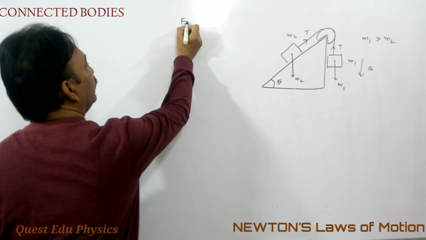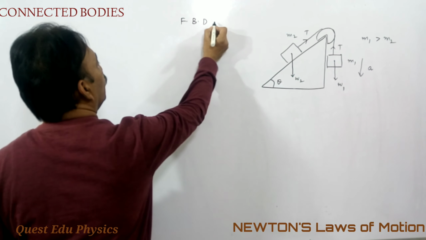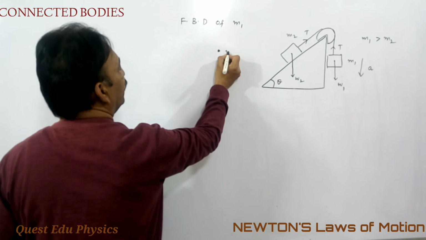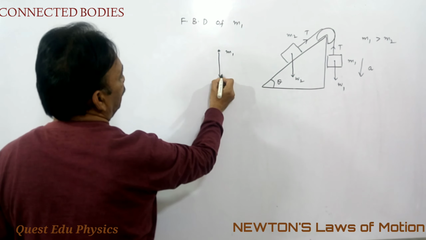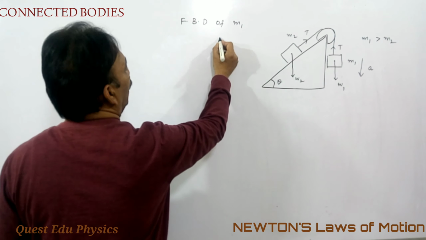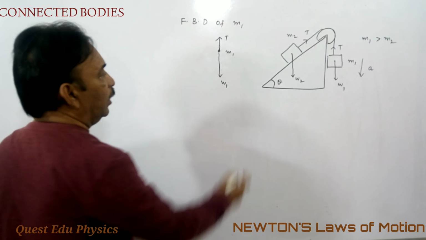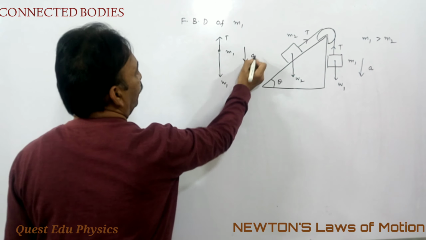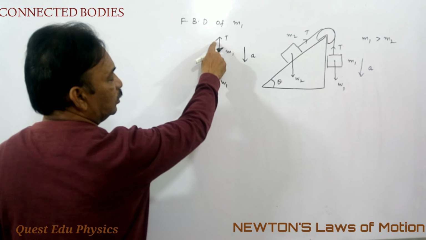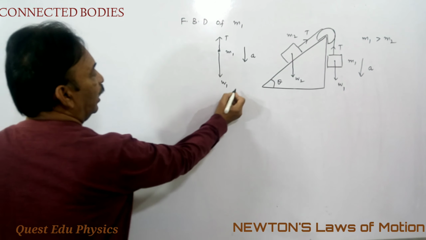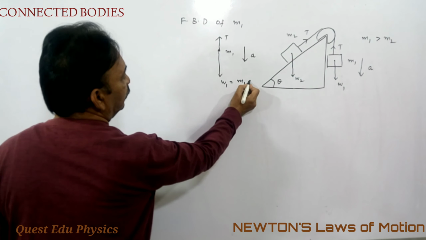FBD of M1. Okay, it's the point mass M1 and it is the weight of the body and it's the tension in the string. We said it is coming down, means the weight of the body is more than the tension. Weight is providing the acceleration. And you know that weight is equal to M1G.